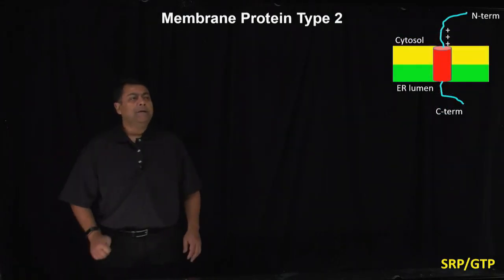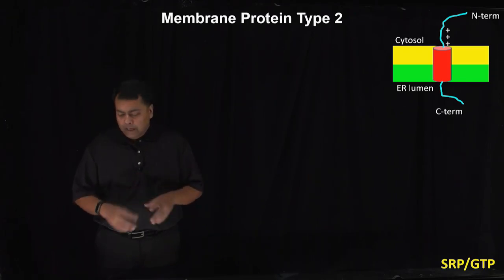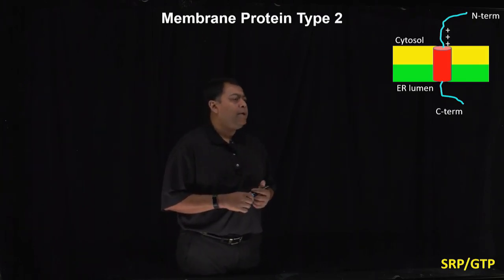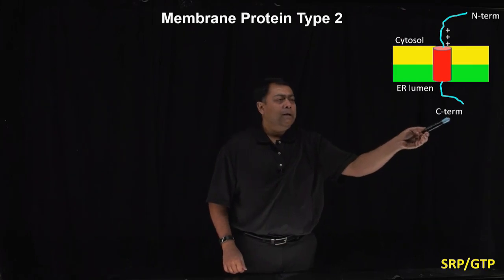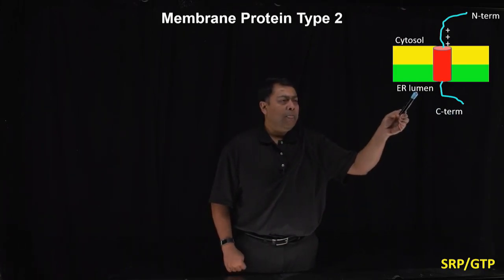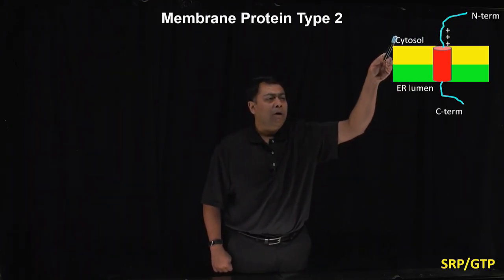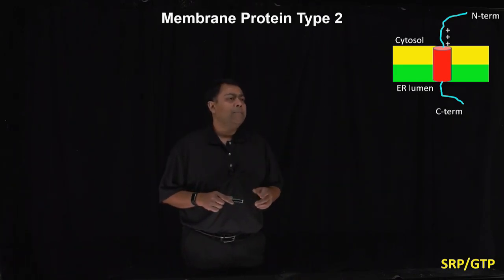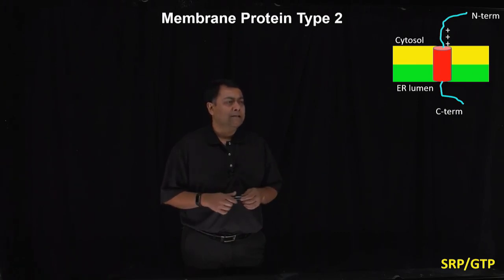So in this video, we are going to talk about the membrane protein type 2. So the membrane protein type 2, as you can see, is in opposite orientation of type 1. So what that means is that the C-terminal is going to be in the endoplasmic reticular lumen, and the N-terminal of the protein is going to be in the cytosol. So this orientation is exactly the opposite of the type 1 membrane protein. And we're going to see how this is actually synthesized.